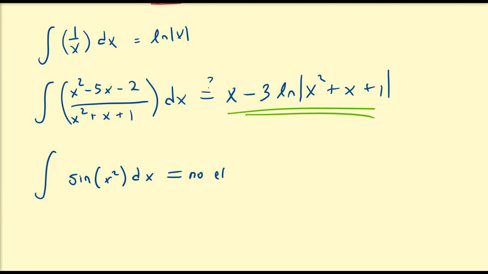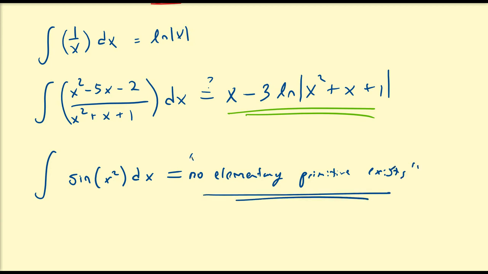So we say that no elementary primitive exists. That is, it doesn't matter what kind of tricks you have, you cannot express this in terms of functions that are basic, familiar to us. In this video, we're going to be talking about this problem and what the consequences of it are, and how we can prove that this integral cannot be found in terms of functions that we know.